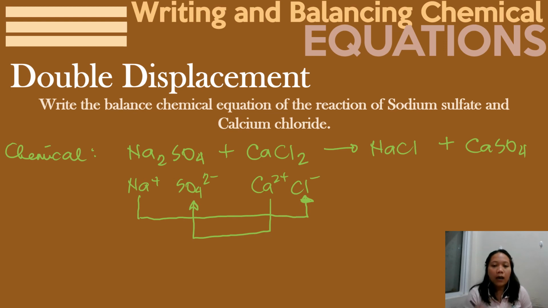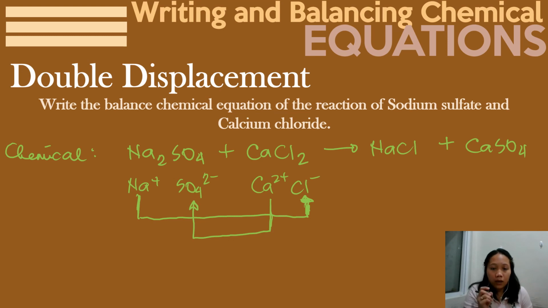Again, you react the cation of your first reactant to the anion of your second reactant. You react the cation of the second reactant to the anion of the first reactant. So that's why you have sodium chloride and you have calcium sulfate. If you're familiar with the FOIL method in mathematics, this is actually the outer and inner. So you just combine the outer and the inner.